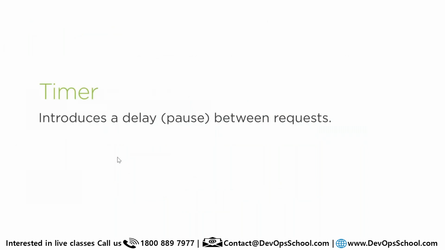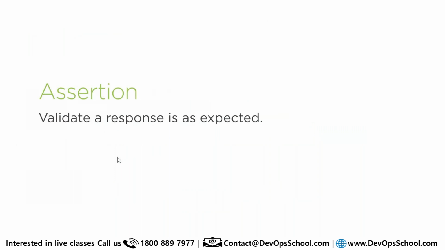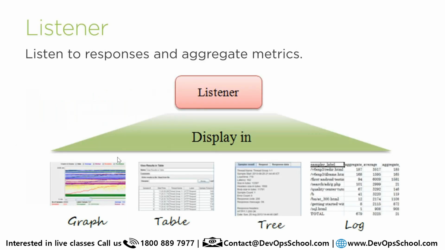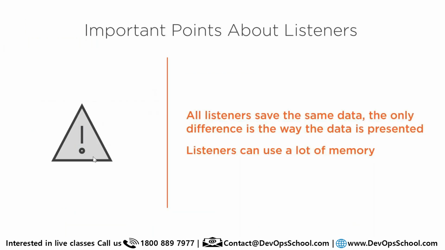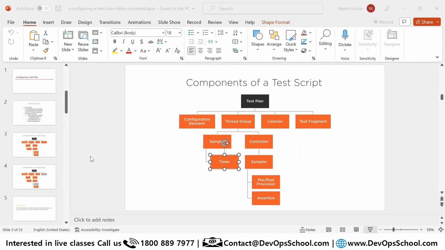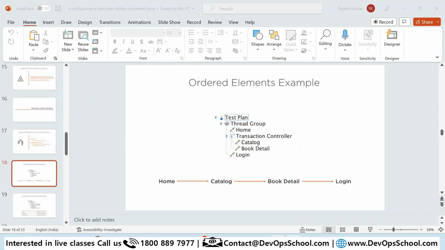And a timer, which will introduce a delay or pause between the requests. Assertions, which will help you validate whether the response is as expected or not. And a listener, which will capture all the responses and represent them in different forms like a graph, table, tree, and logs. Okay, that's all. These are the things which you have to understand. Are you comfortable with it, all of you?